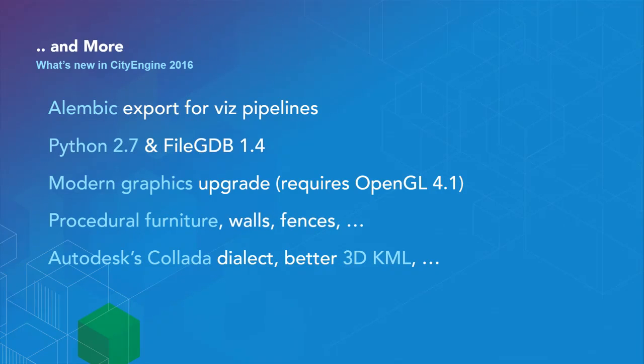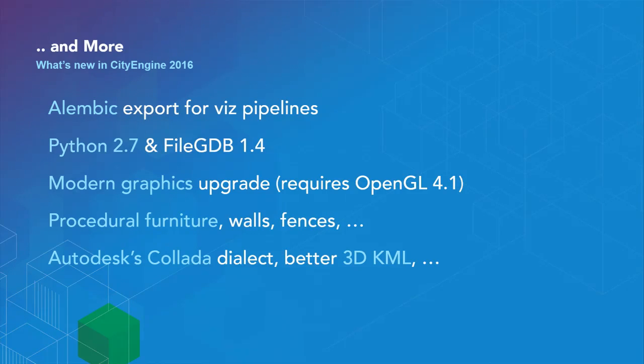And there's more. So Alembic is, I mentioned, a format for high-end rendering. So we can export to Alembic now. We upgraded to Python 2.7, and that means we support file geodatabase 1.4 when we export. The graphics pipeline was upgraded to OpenGL 4.1. We're working on a set of new example rules that do other kinds of features like procedural furniture, walls, fences, that will come out in examples over time.